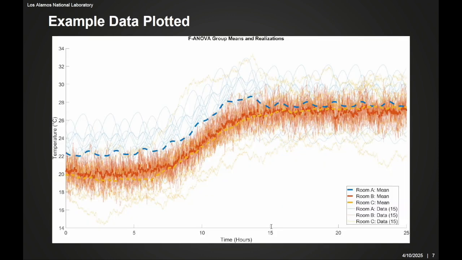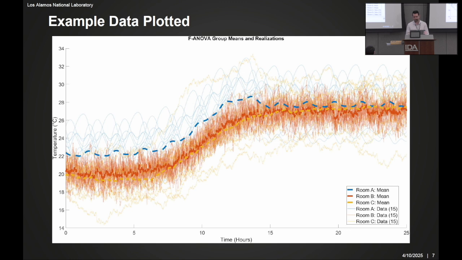So here's some example data plotted. We have room A, which is this blue. We can see there's some highly cyclical behavior. Maybe someone has a space heater that keeps cycling on and off, and they can't get the right temperature in the room. Room B is really, really noisy. Maybe there's a door that opens and closes consistently, people walking in and out. And then we have room C, which has basically big shifts, but fewer shifts within the hours.